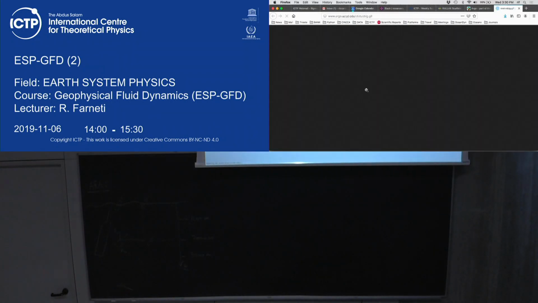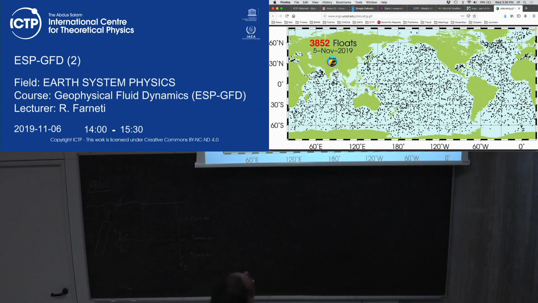Okay, this is today. There are 3,852 floats right now in the ocean, and yesterday they were there at different depths. You mean it is 3,852 Argo floats? Yes, all those black dots in total are 3,852, as of yesterday.